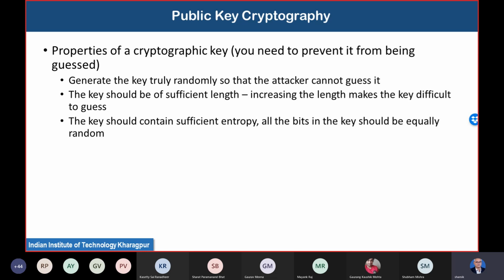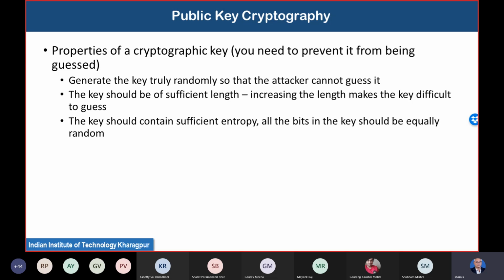Another important property, similar to what we discussed in the context of hash functions, is that for the same key, even if the message varies a little, the ciphertext will vary a lot. Similarly, for the same message, if the cryptographic key varies a bit, then also the ciphertext will vary a lot. So this avalanche effect that we discussed yesterday also holds true for these cryptographic keys.